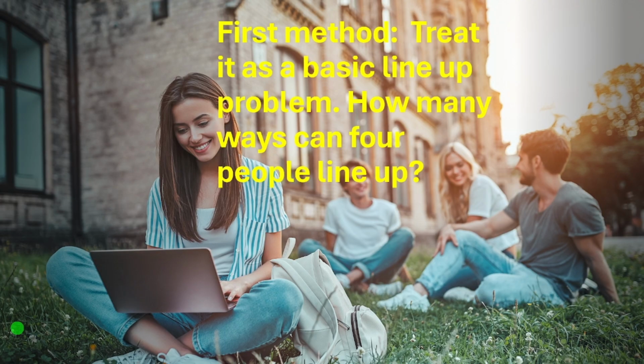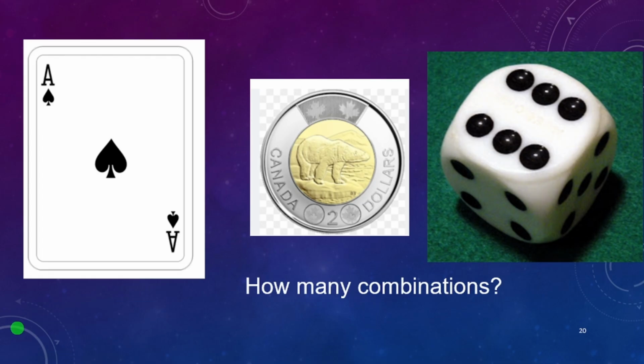So the first method is we take our 4 people and ask them to line up. How many ways can they line up? To answer that question, we will look at our 3 old friends who show up frequently in how many questions. We have a deck of cards, a coin, and a die.